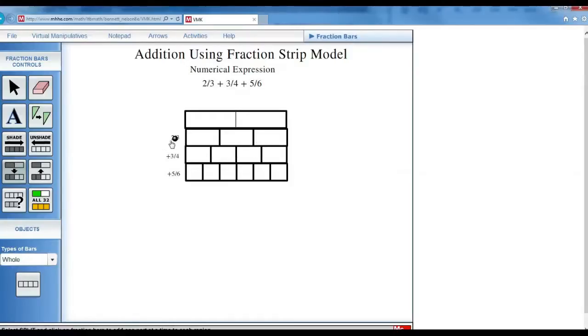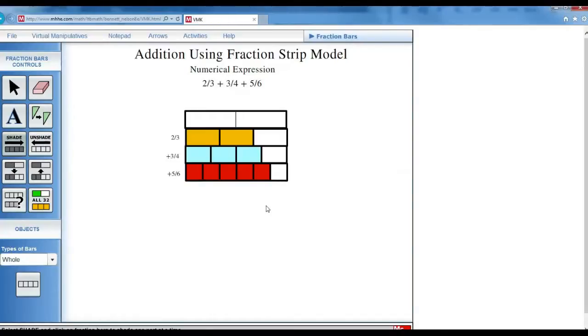And the top number, my numerator, simply tells me the number of areas that I'm going to shade. So for 2/3, I'm simply going to shade 2 sections of my 3. And I'm going to continue doing this, 3/4 and 5 sections of the 6. Okay.